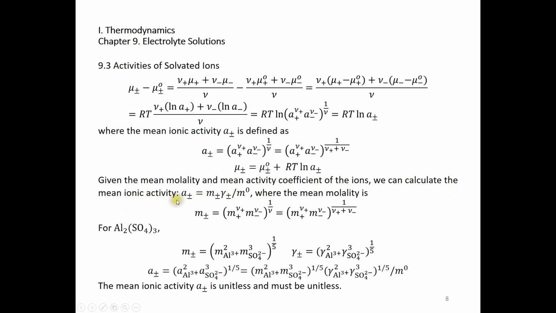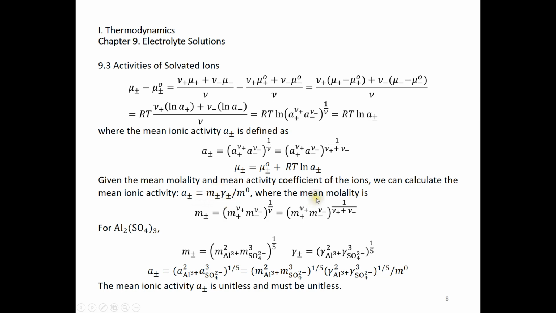Well, it's just because of the definition over here. So we just define the activity of ions to be the molality divided by m naught and then multiplied by a coefficient. This coefficient is the so-called mean activity coefficient. And this mean activity coefficient is simply the molality without the unit, so the molality divided by m naught, and then divided by this activity. That's the definition of the mean activity coefficient.